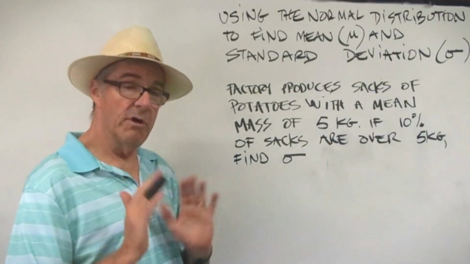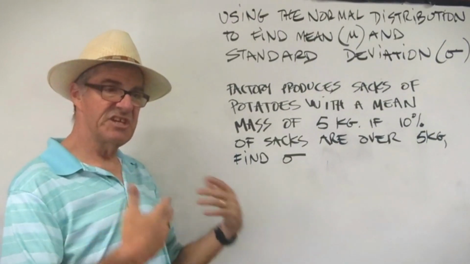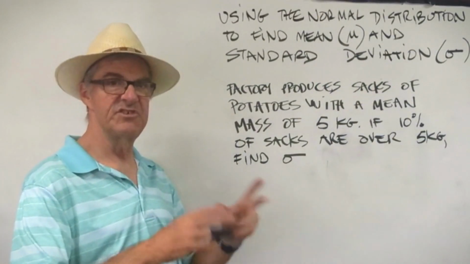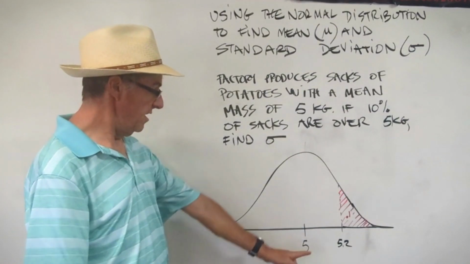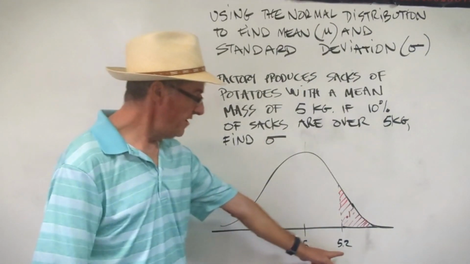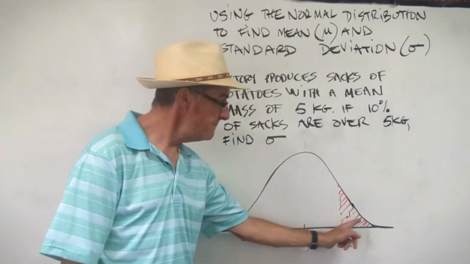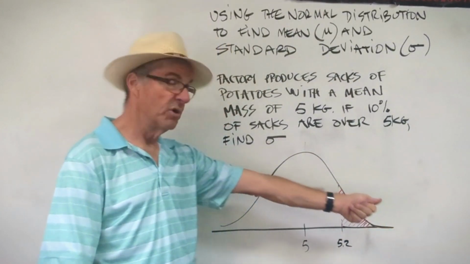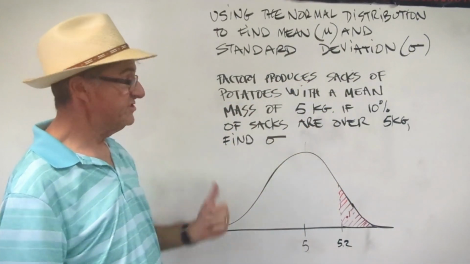Okay? So what I want you to do is pause the video first, sketch the normal curve, and sketch what it is that we're trying to do on that normal curve. Make some references, shade some areas, things like that. All right, here's our normal curve. Our mean is 5, and here's our 5.2 with 10% of the total area being greater than 5.2. So that is the normal curve sketch of our situation.